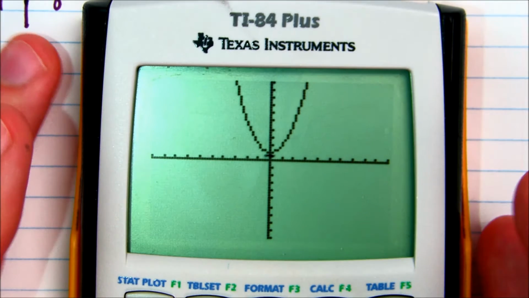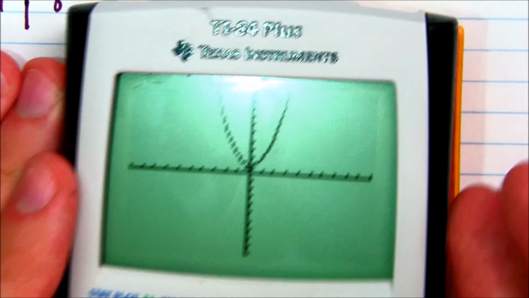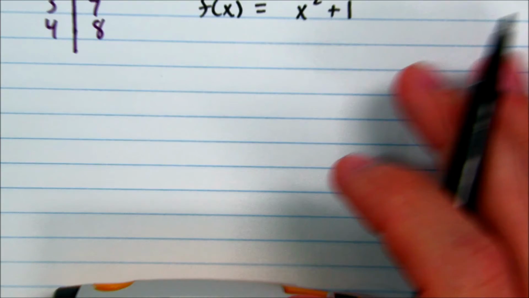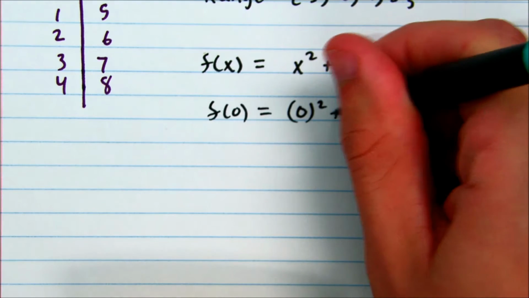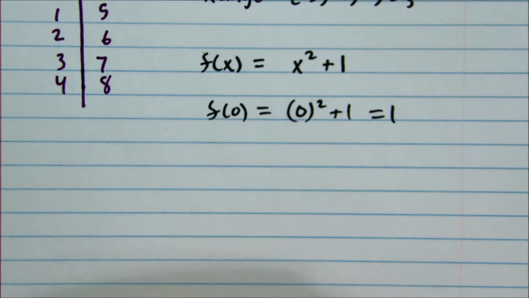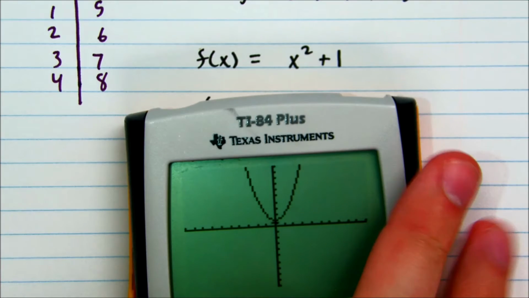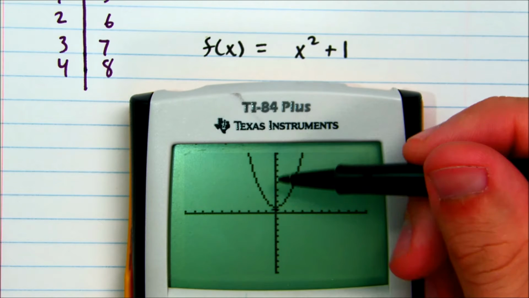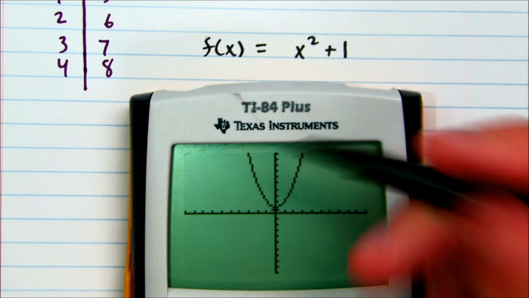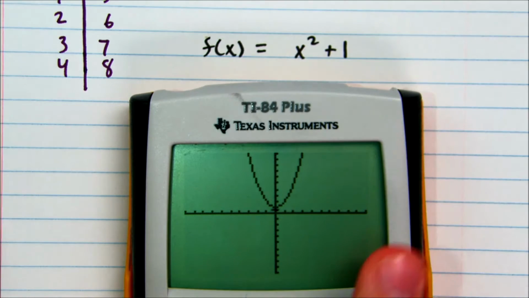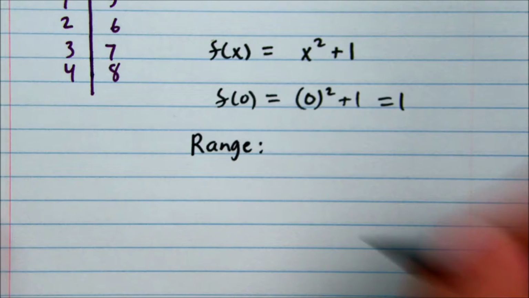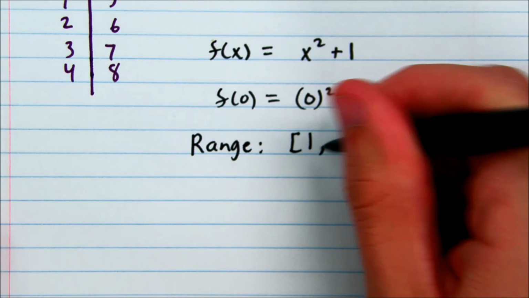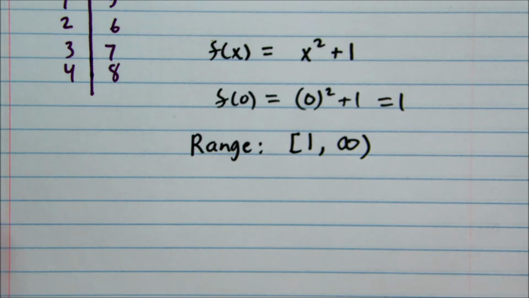Now I can be for sure that 1 is part of my range because if I take this function, if I evaluate f of 0, 0 squared plus 1, I get a value of 1. So 1 is definitely in my range. And looking at the rest of my graph, I can see that all my values go up from here. So all my y values are going to be bigger than 1. So what I do is I say my range is from 1 to infinity. So it starts at 1 and it goes up towards positive infinity.